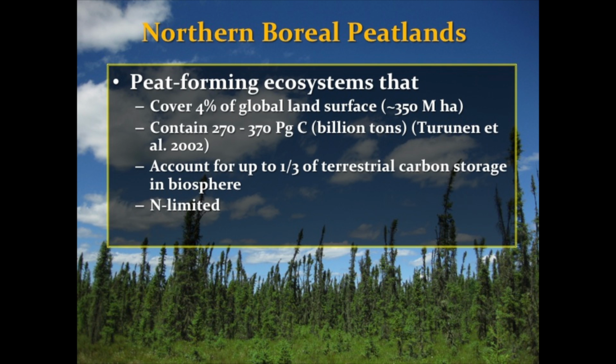And so just a brief introduction, boreal peatlands cover a relatively small amount of the land surface, about 4%, but these are actually significant carbon sinks in the global carbon cycle, accounting for about 1/3 of the global soil carbon. And these are systems that are generally nitrogen limited.